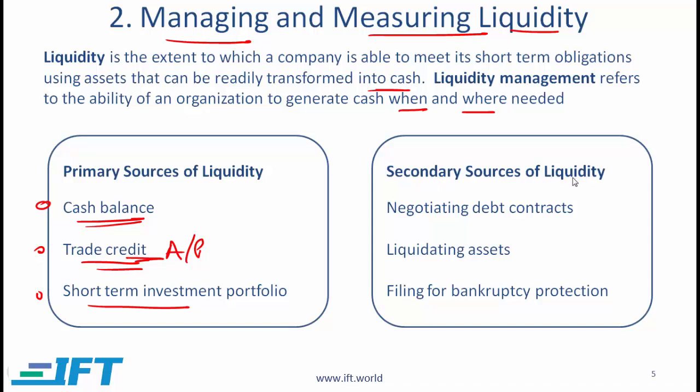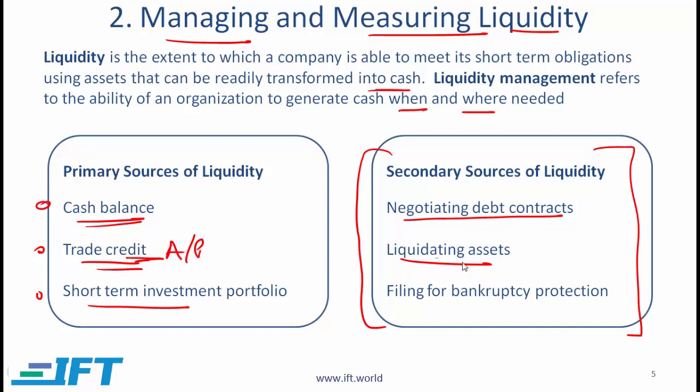Secondary sources of liquidity. These are sources of liquidity that companies generally want to avoid. Negotiating debt contracts. A company needs to make a large debt repayment but is having trouble generating sufficient cash, so the company will try to renegotiate the debt contract. Liquidating assets. Again, this is not a favorable position to be in. If a company has to sell off its long-term assets in order to pay off a loan, that would be a negative sign. Filing for bankruptcy protection obviously is a last resort.